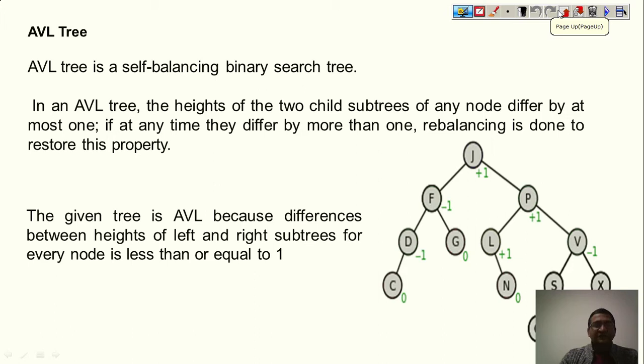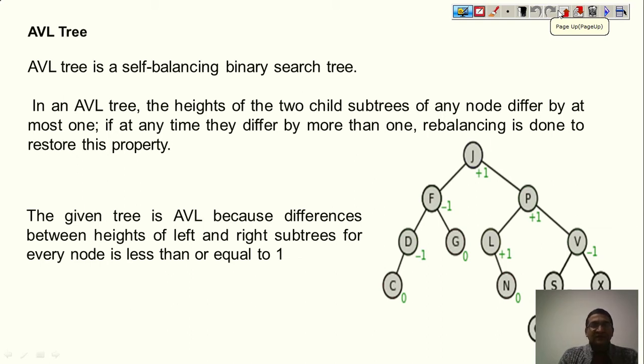So AVL tree is a self-balancing binary search tree. When we talk about self-balancing trees, the red black tree is also a self-balancing tree. Now self-balancing assures us that the cost of operation will always be minimal.